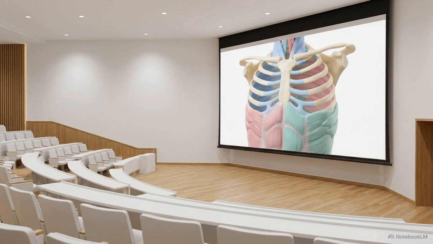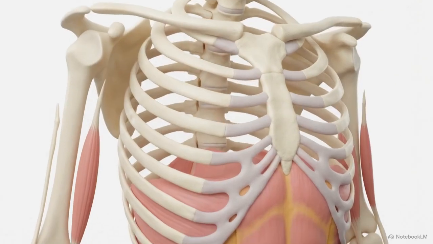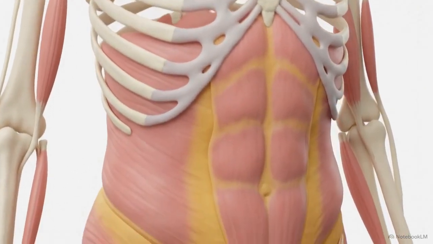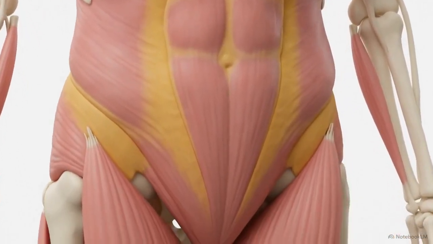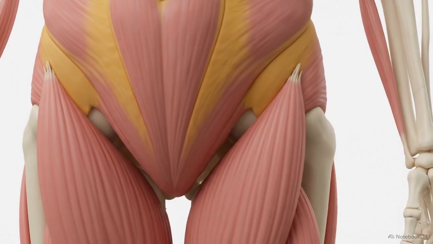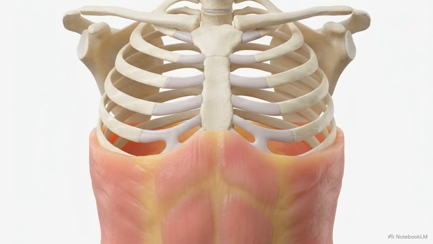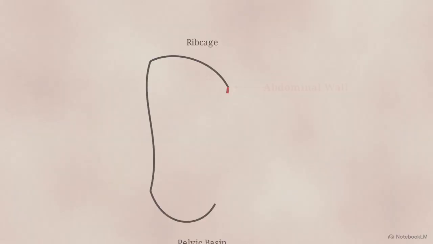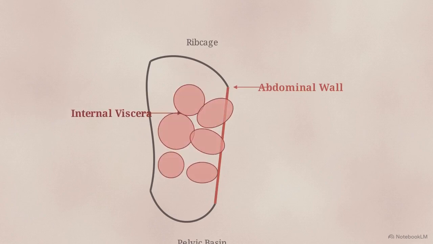Welcome, first-year BHMS students. Today, we are mapping the exact anatomy of the anterior abdominal wall. If you look at this 3D rendering of the human torso, you'll immediately notice a stark architectural difference. The thorax above is protected by a rigid cage of bone, while the abdominal cavity below relies almost entirely on soft tissue. This muscular wall has two primary physical mandates.